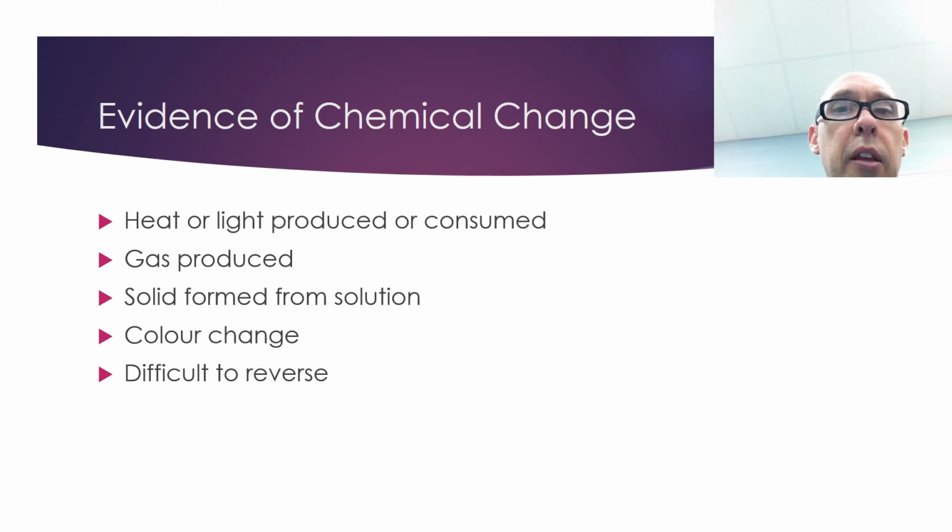Lastly, chemical change is difficult to reverse. Now that doesn't mean all physical changes are easy to reverse. If I take a tree and put it through a wood chipper, pretty tough to glue that tree back together into one piece and make it grow properly. So some physical changes are hard to reverse, but chemical changes are usually very hard to reverse.